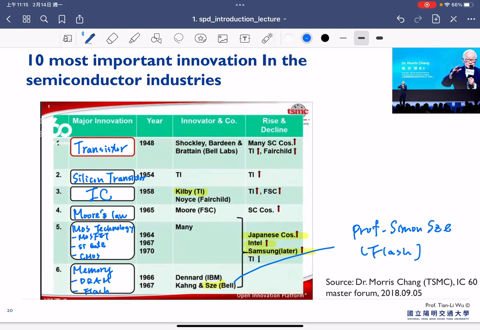Have you worked at TSMC before? I wonder how you got this slide. This is an open talk. Oh, is this an open talk? Yes.